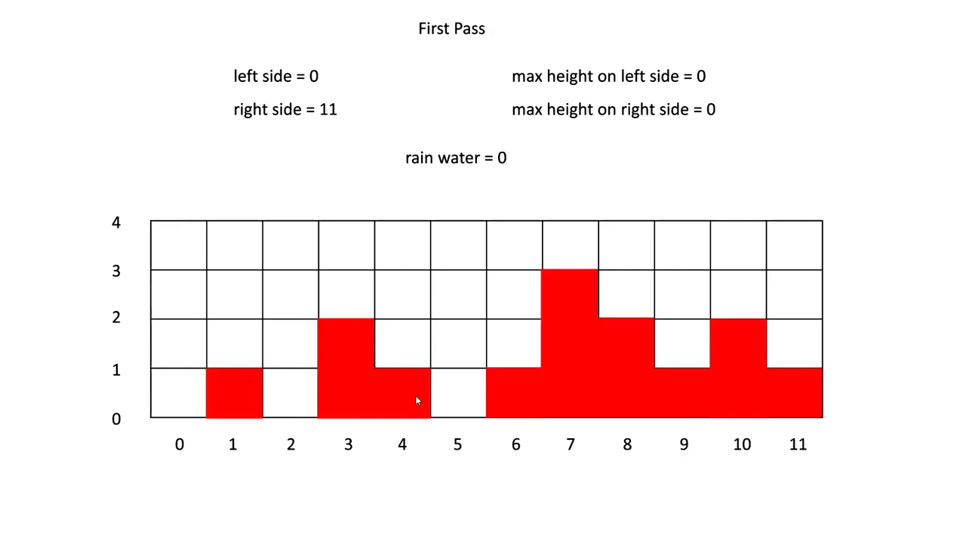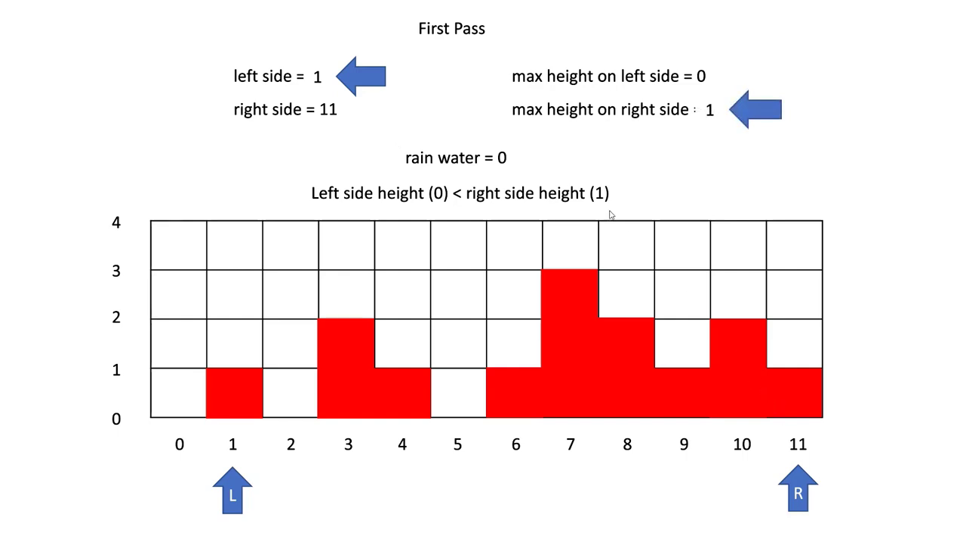Alright, so this is what the graph looks like. This is what they give us. We're going to start with left equal to 0 and right equal to 11. On this first pass, the left side height, 0, is less than the right side height of 1. So we're going to move the left pointer 1 to the right. So the left side becomes 1, and we need to calculate the max height on the right side, which is also 1.